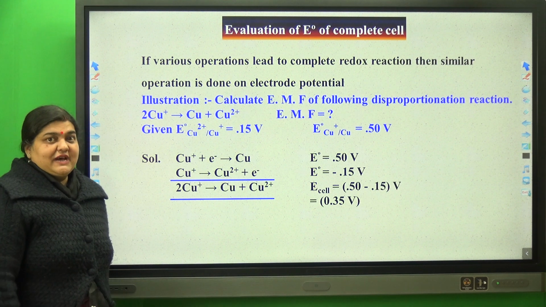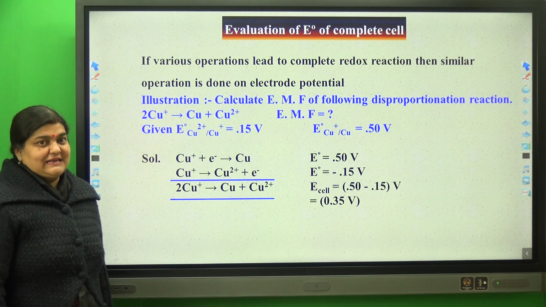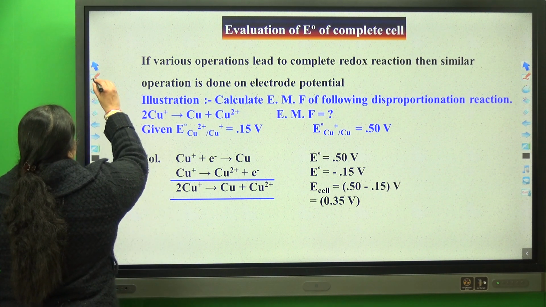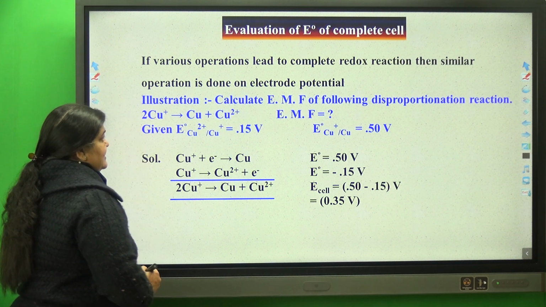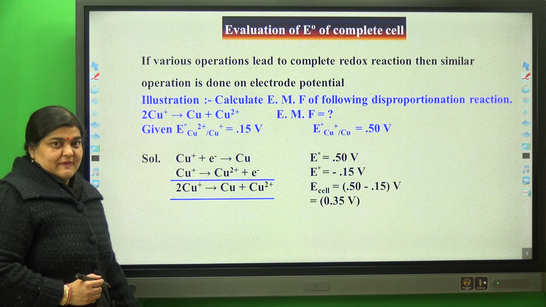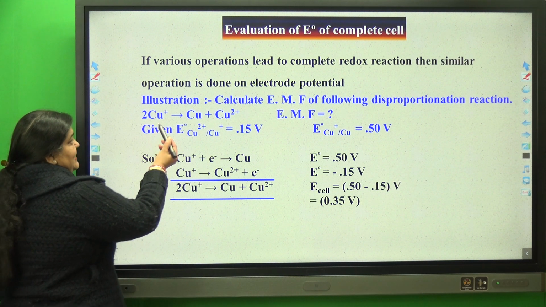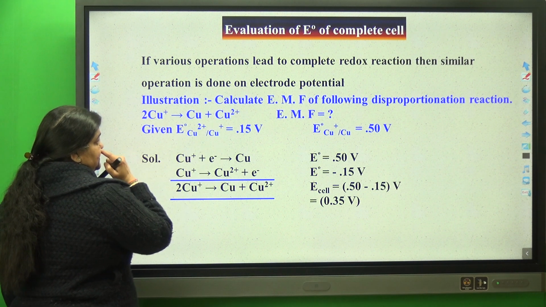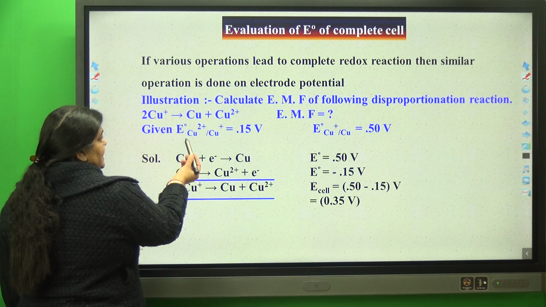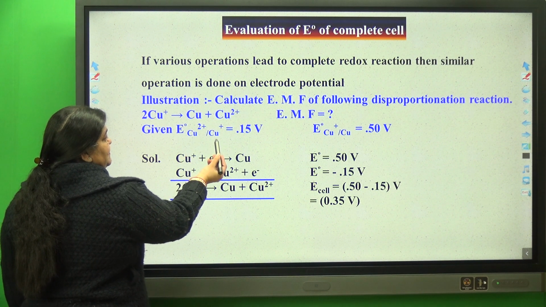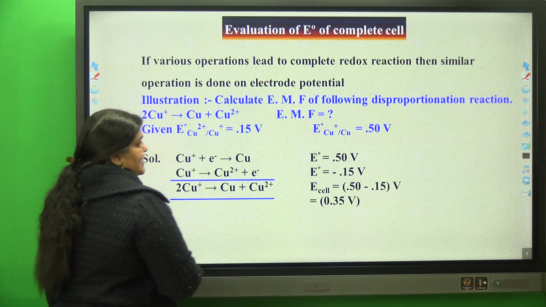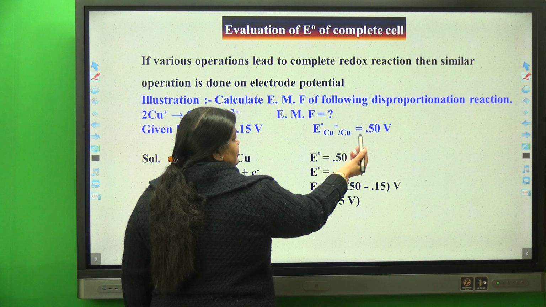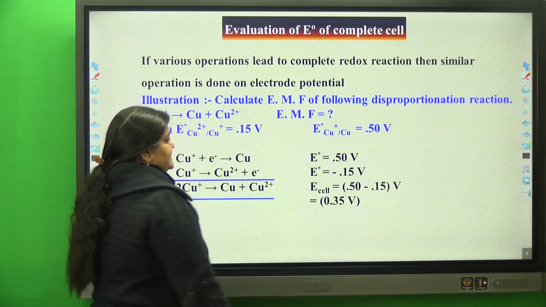I have tried to illustrate it with the help of one example. Calculate the EMF of the following disproportionation reaction. We all know what disproportionation reactions are. We are asked to find the EMF of this disproportionation reaction. We are given E naught value of copper 2+ to copper +, and we are given E naught of copper + to copper, and asked to find this.